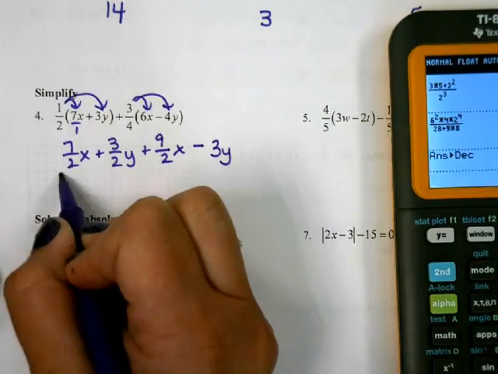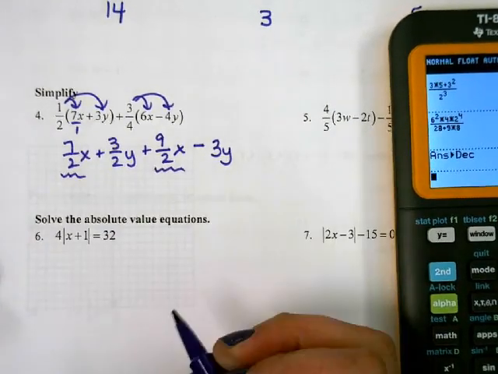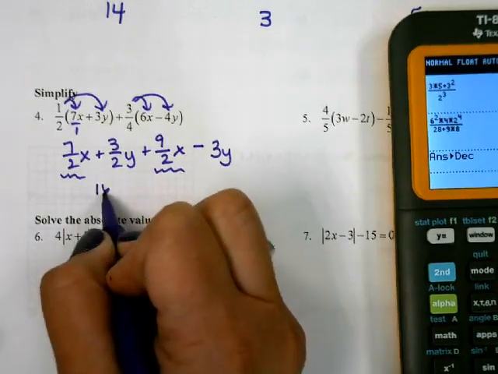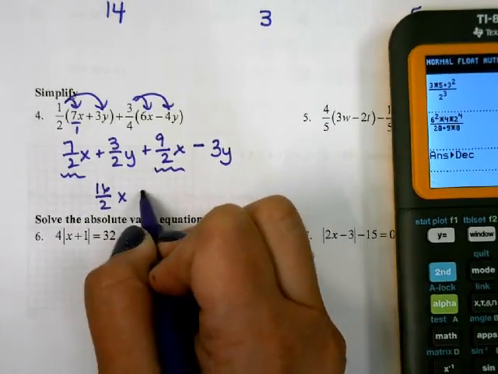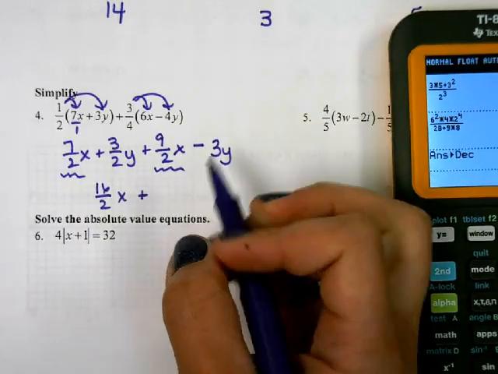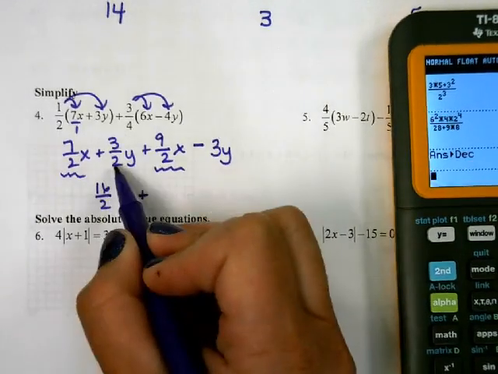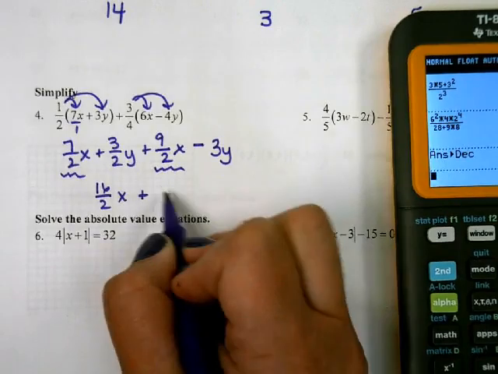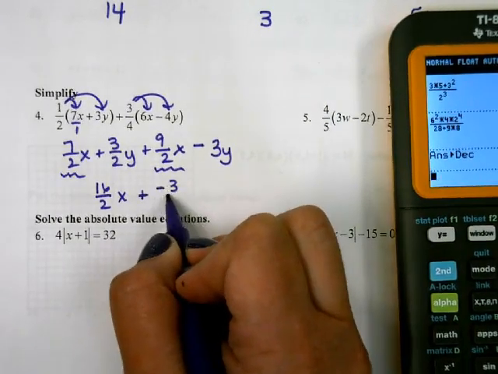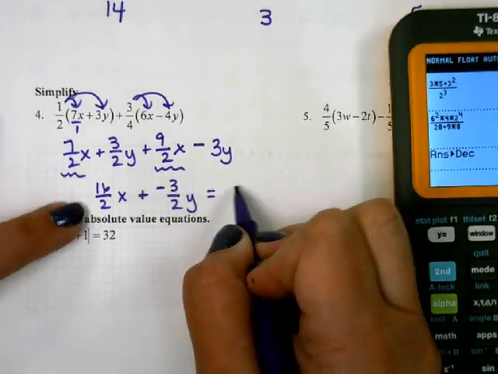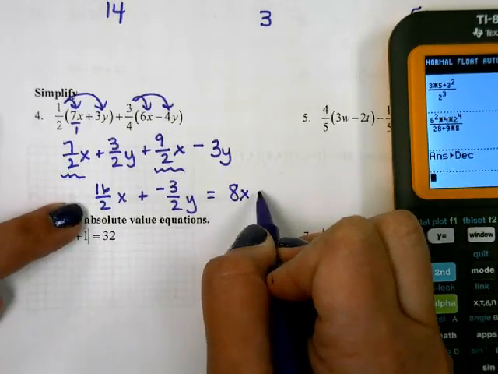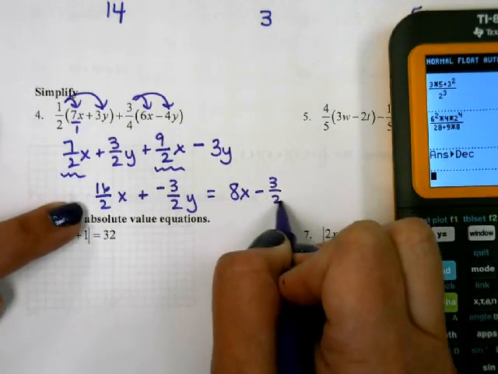Combine like terms. 7/2 and 9/2 gives me 16/2 x plus, that would be a minus. I got plus 3/2 minus 3, so that's 1.5. So that would be a minus 3/2 y. 16/2 can reduce to 8x minus 3/2 y.